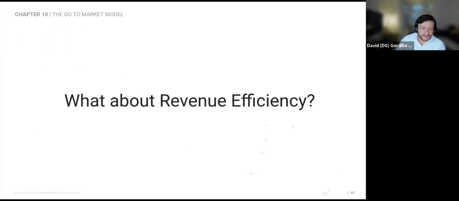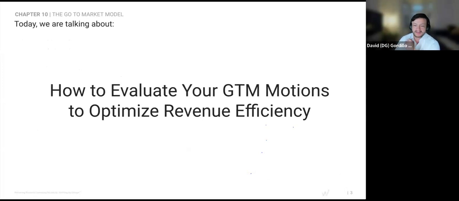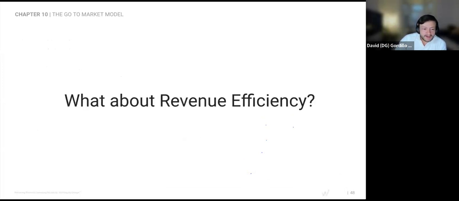Good. So you might be wondering, okay, this is great. The original question that we started with is how to evaluate your go-to-market motions. That's checked. You already should know how to evaluate your go-to-market motions. Now, having that information, how can we optimize our revenue efficiency? So I'm going to get into that.